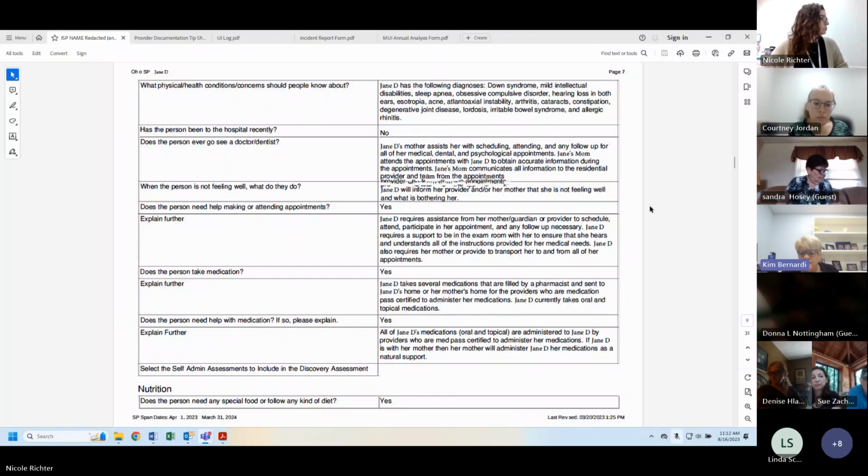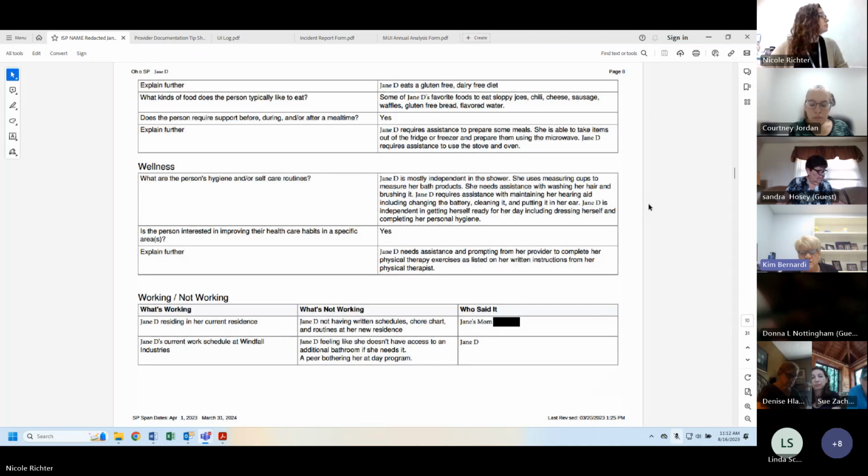Nutrition: do they have dietary needs? Does their food need to be cut up? Things like that. That's also within the healthy living pages, 6, 7, 8, depending on how much the SSA types in there.